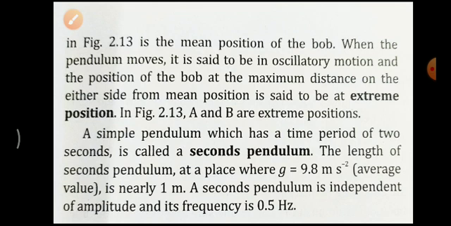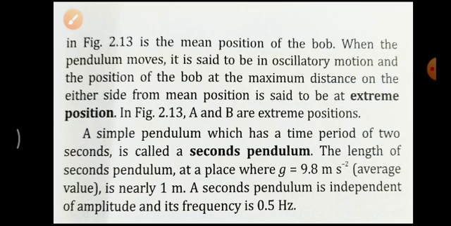So on either side of that mean position, two extreme positions we will get. So what are those extreme positions? Let us see. When the pendulum moves, it is said to be in oscillatory motion. That motion of the simple pendulum is called oscillatory motion, we know that. And the positions of the bob at the maximum distance on either side from the mean position are said to be the extreme positions.